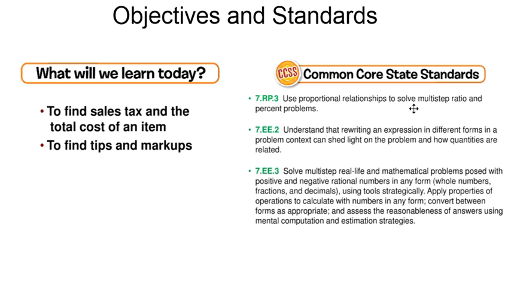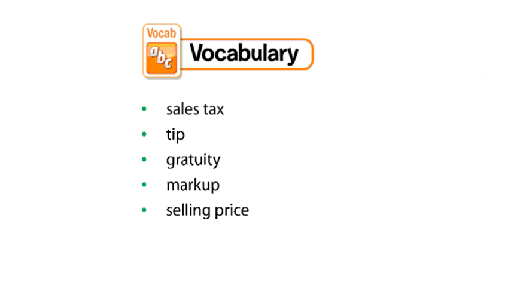We're going to understand that rewriting an expression in different forms in a problem context can shed light on the problem and how quantities are related. And then we're going to solve multi-step real-life and mathematical problems. Okay, so the vocabulary you need to know for today is sales tax, tip, gratuity, markup, and selling price.